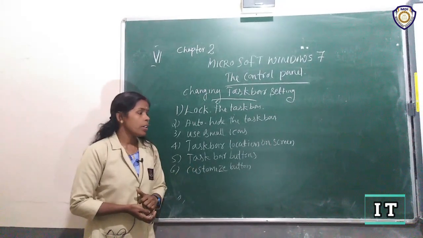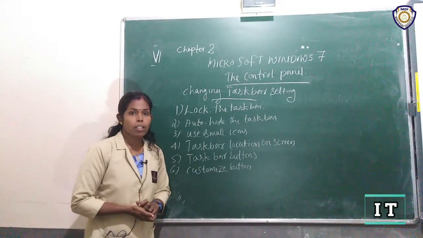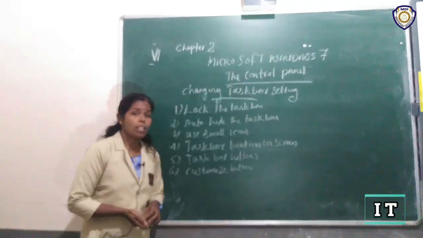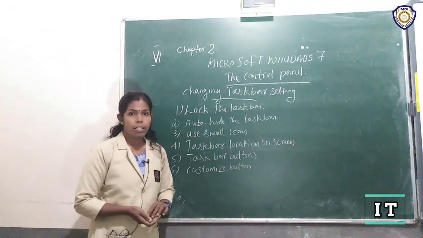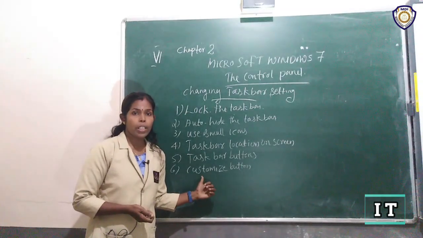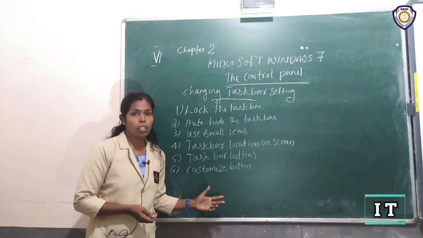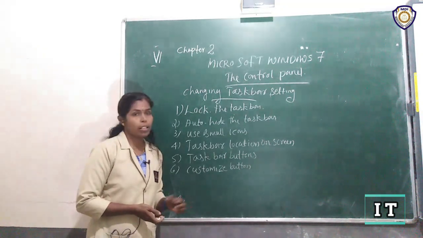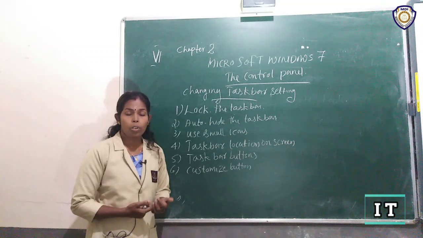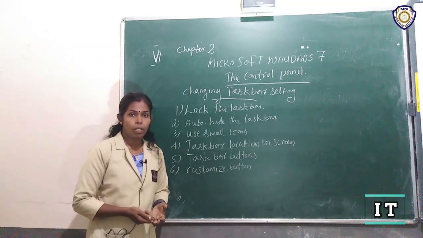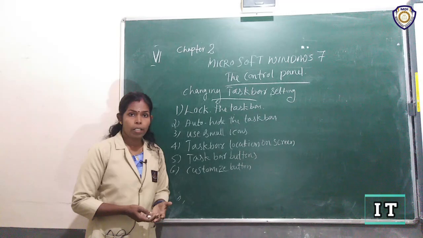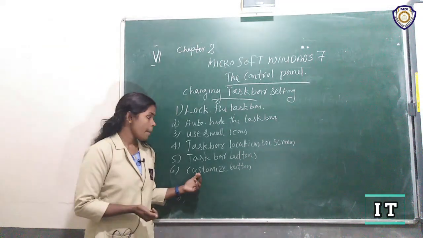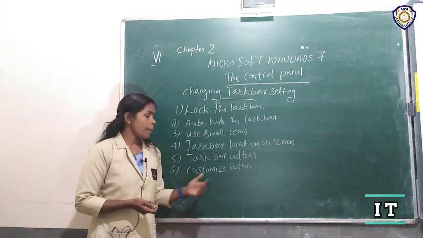Then next, taskbar buttons. Taskbar buttons is another option. Then next, the customize button. Using the customize button, we can change the notification area. We can change the notification icons: volume, sound, internet icons, and we can hide these icons by using the customize button.